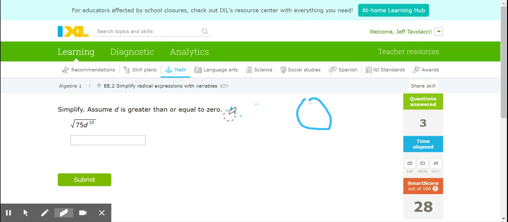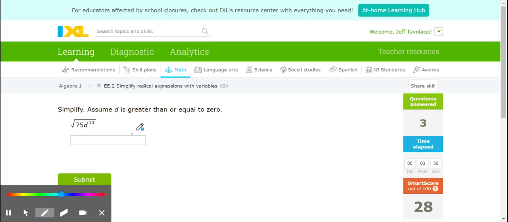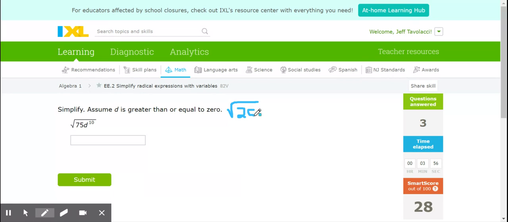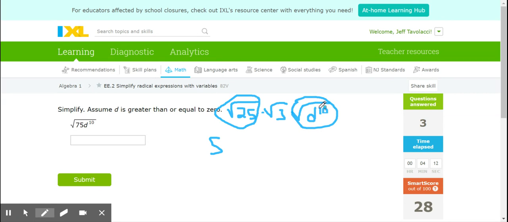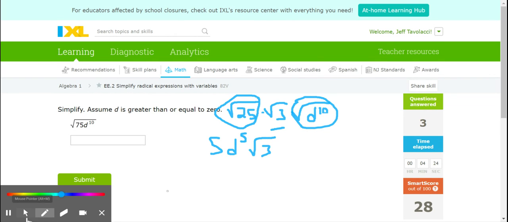Okay. Now we've got square root of 75, which is not a perfect square, but it can be broken up into square root 25 times square root 3 times the square root of d to the 10th. Once again, the exponent is even, so it's going to be a perfect square. Okay, so square root of 25 is 5. Square root of d to the 10th, 10 divided by 2 is 5. So d to the 5th is going to be its square root. Square root of 3 we can't take, so it's going to stay on the end.